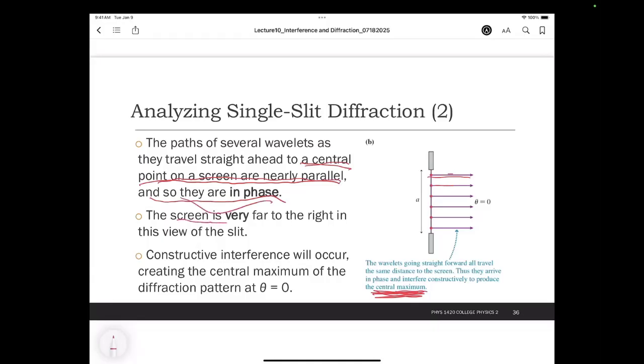The screen is very far to the right in this view of the slit. Constructive interference will occur, creating the central maximum of the diffraction pattern at theta equals 0. When theta equals 0, it is parallel. This is the screen view, and at the center they will have a bright and broad fringe. Does that make sense to you?